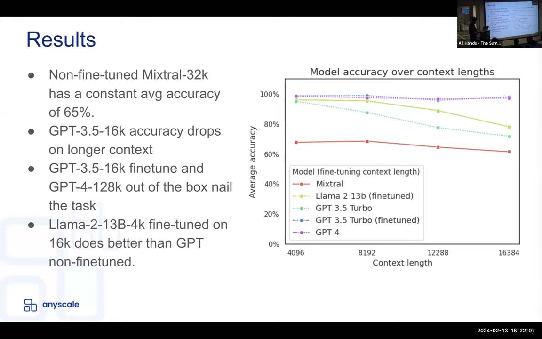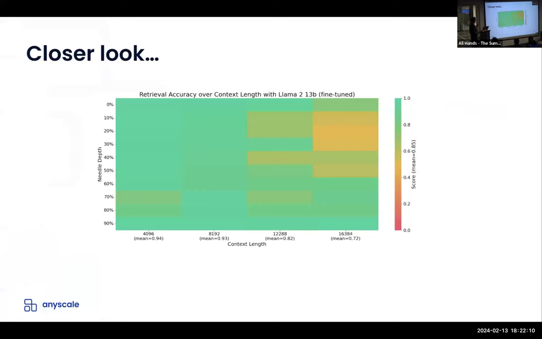If you take a closer look at this heat map chart, you can see that on the higher end of context length, there is this phenomenon of lost in the middle present, which means that your language model perfectly retrieves the needle that is towards the end and in the very beginning, but it tends to forget the stuff in the middle. That still pertains here. This is not solved via fine-tuning. But the fact that this Llama 2 13B was originally trained on 4K, and you can get this type of performance out of fine-tuning is very, very interesting.